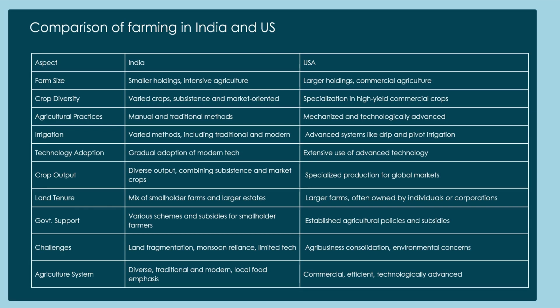Challenges, land fragmentation, monsoon reliance and limited technology. In US, agribusiness consolidation and environmental concerns. Now, agriculture system. In India, it is diverse, traditional and modern, with local food emphasis. In US, it is commercial, efficient and technologically advanced.